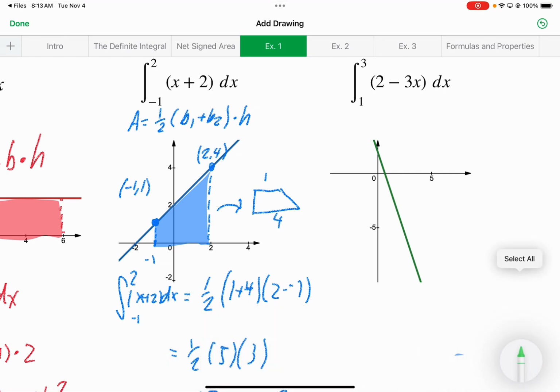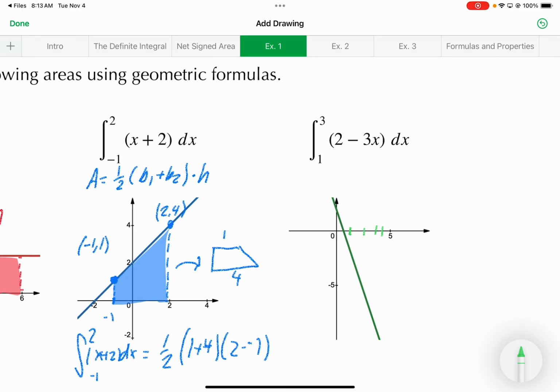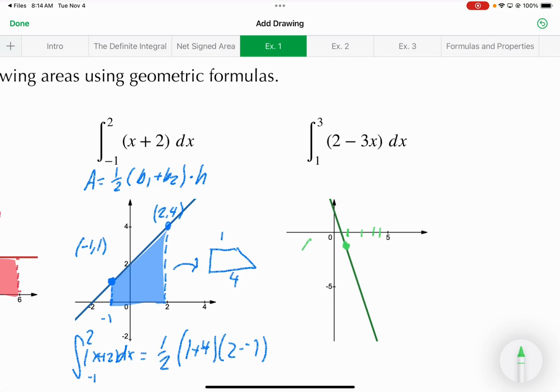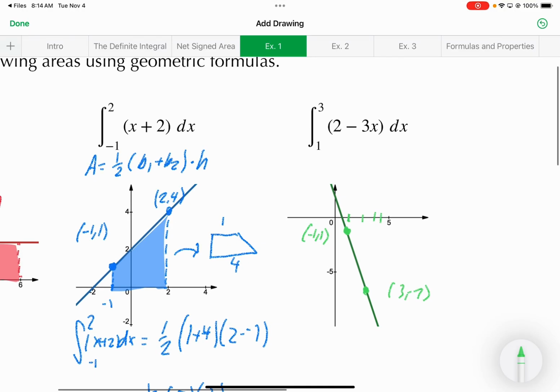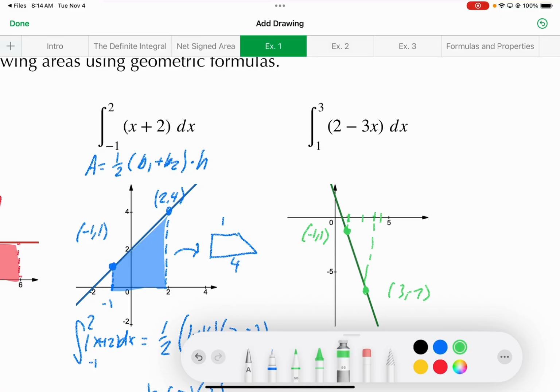Let's do the last one here. Okay, so from 1 to 3, so let's say 1 is like here, and then it's probably not super accurate, but let's see. If I plug in 1, I get an output of -1. So let's say that's -1, 1. And then if I plug in 3, I get an output of -7. So let's say like right here. All right. So I want to find the area that is bounded between my function and then the x-axis at those values. Okay. So what that looks like is this.